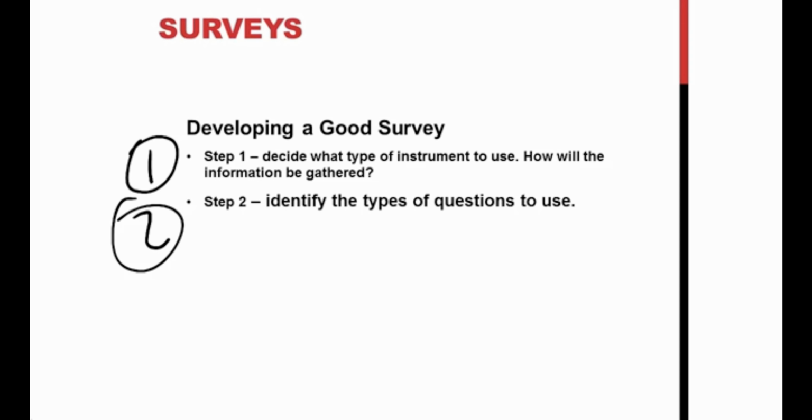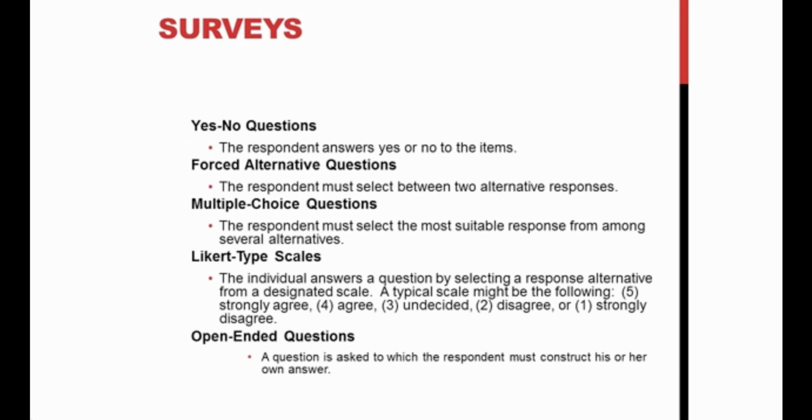There are many different types of questions we could use. We could use yes-no questions, where the respondent has to answer yes or no to the question. So for example, we could say, are you liberal? And then the answer choices here would be yes and no. We could also use the idea of a forced alternative question, which is where people must select between two alternative responses. So for example, we could say, what is your political viewpoint? And we could offer the opportunity to be liberal or conservative.